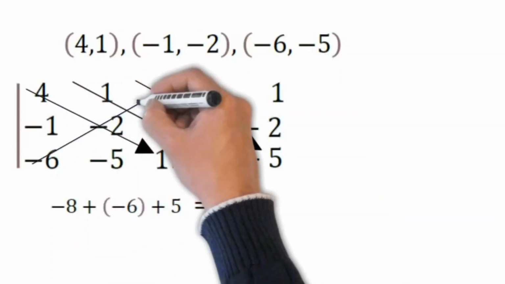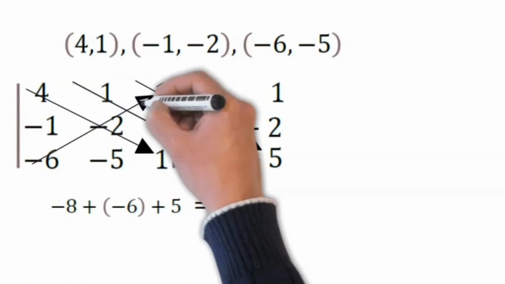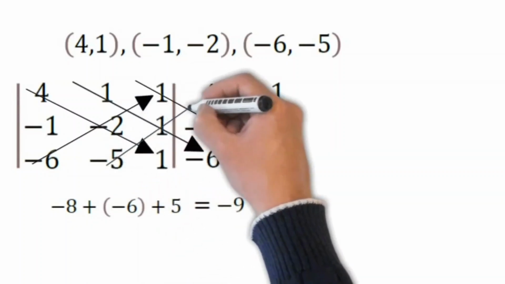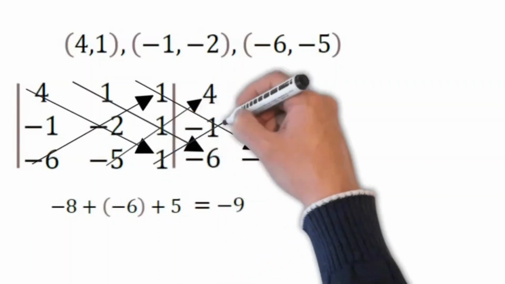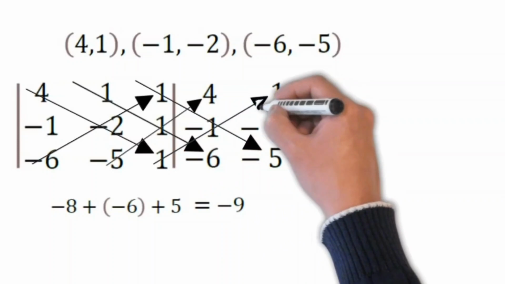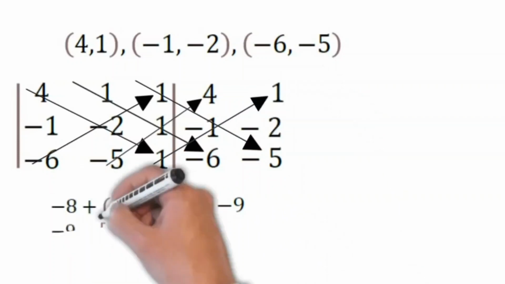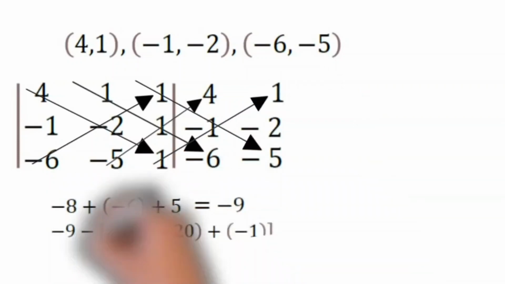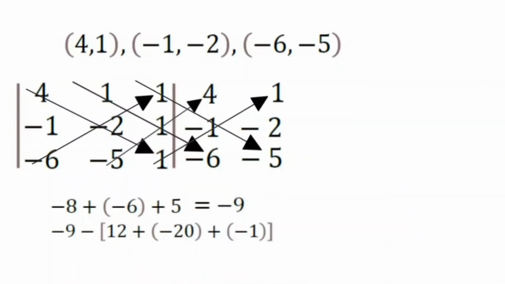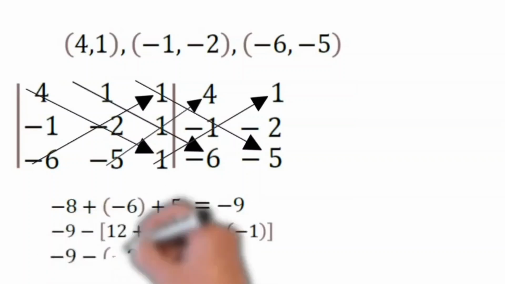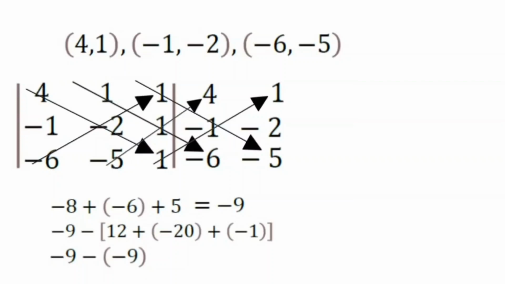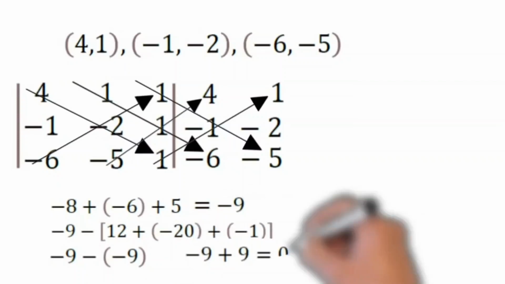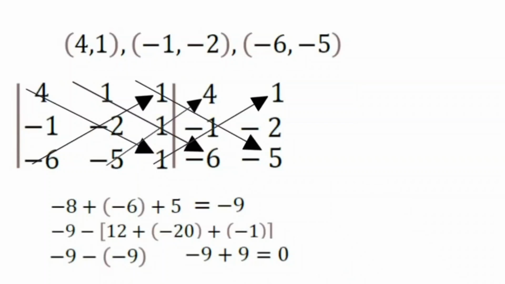Then we multiply up. -6 times -2 times 1 equals 12. -5 times 1 times 4 equals -20. And 1 times -1 times 1 equals -1. And then 12 plus -20 plus -1 will give you -9. So, you see that what we have here is -9 minus -9, which gives you -9 plus 9, which is equal to 0.